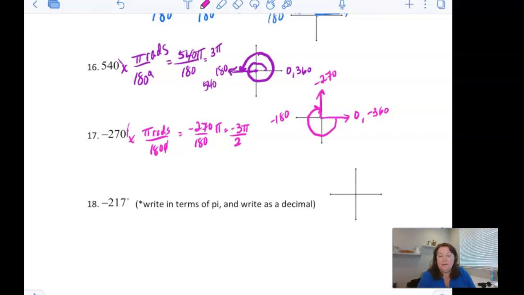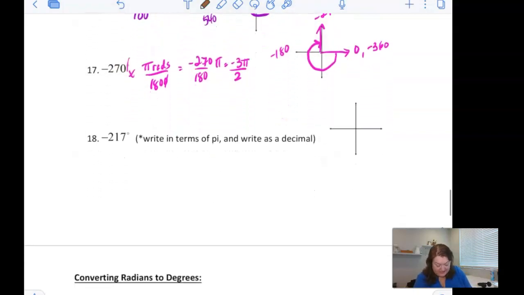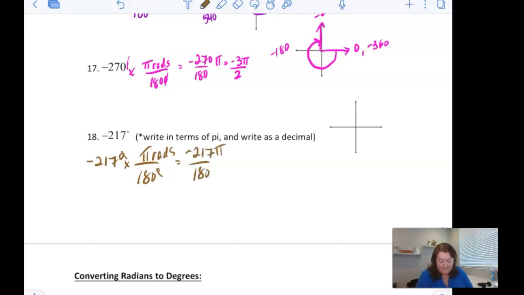Okay. All right, and then we've got one more, it looks like. This one is negative 217 over 180, and it says convert this one. Okay, so we multiply it by 180 degrees on the bottom, pi radians on top, and we start reducing. So negative 217 over 180 with a pi.